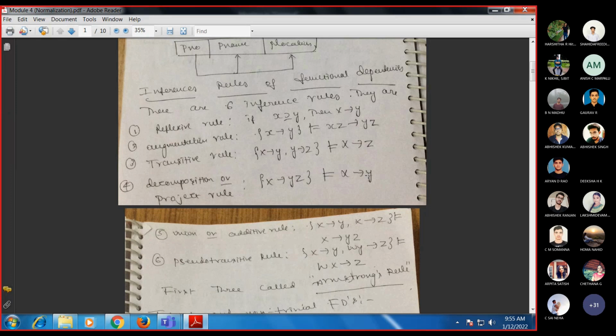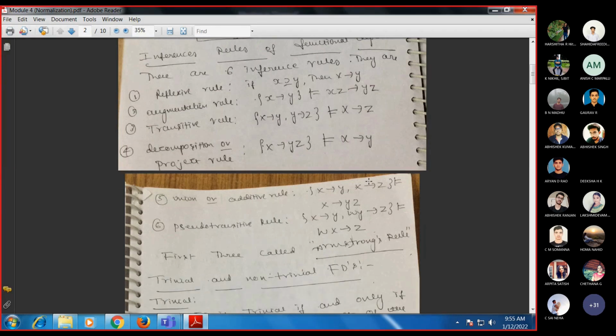Augment means what? You are adding in one more attribute on both the left hand side and right. Augmenting means adding an attribute here. Next, transitive rule. X determinant Y, Y determinant Z, that equals to what exactly? X determinant Z. You know that transitive rule. Next, decomposition or project rule. X determinant Y, decompose means removing one attribute, equal to X determinant Y.